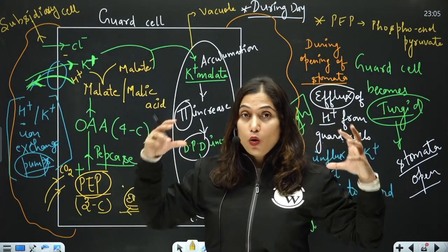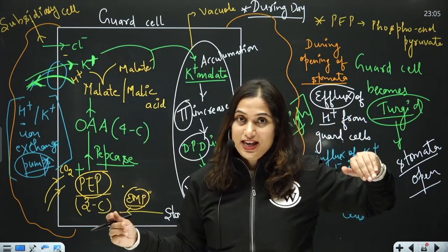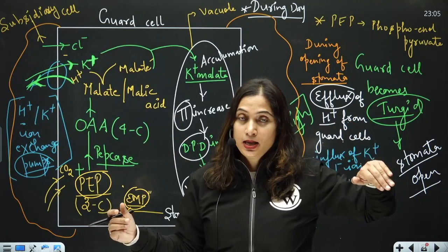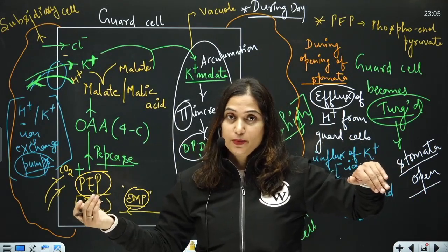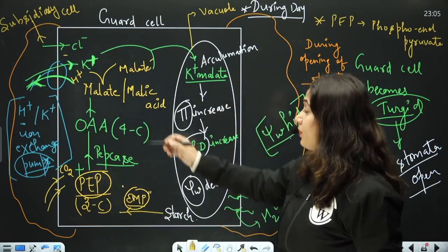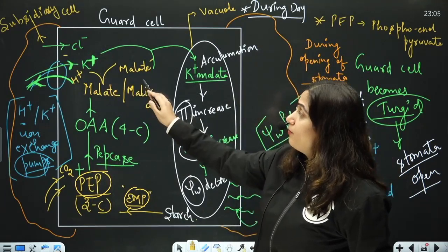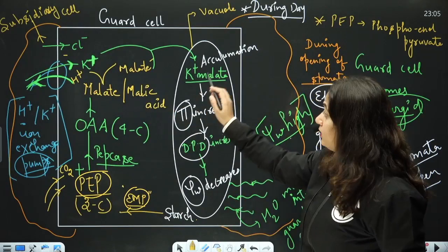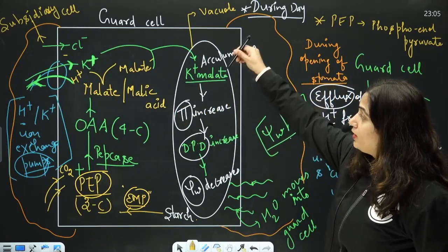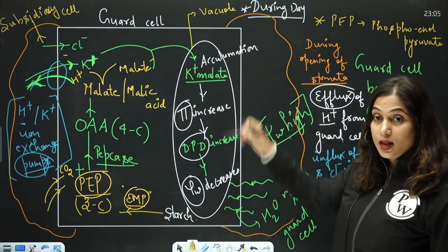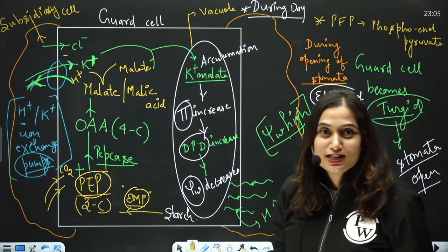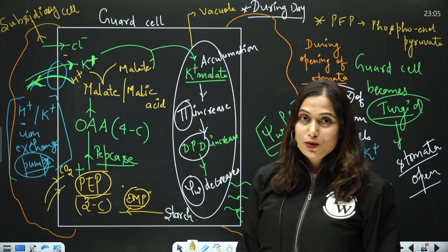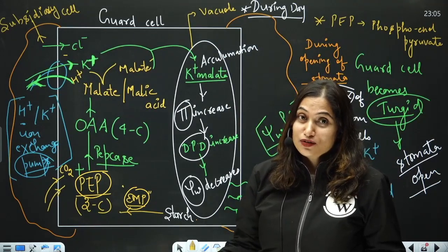So during opening of stomata, there is efflux of hydrogen ions, exit, and influx of potassium and chloride ions. These potassium ions combine with the malate ions and form potassium malate. This potassium malate gets accumulated into the vacuole of the guard cell. And you know potassium malate is a solute.